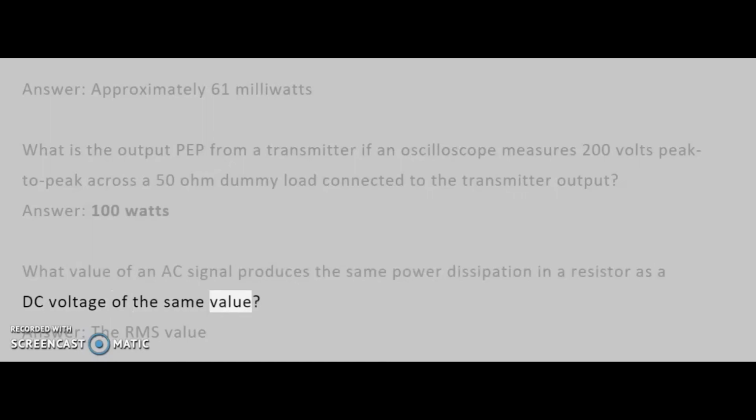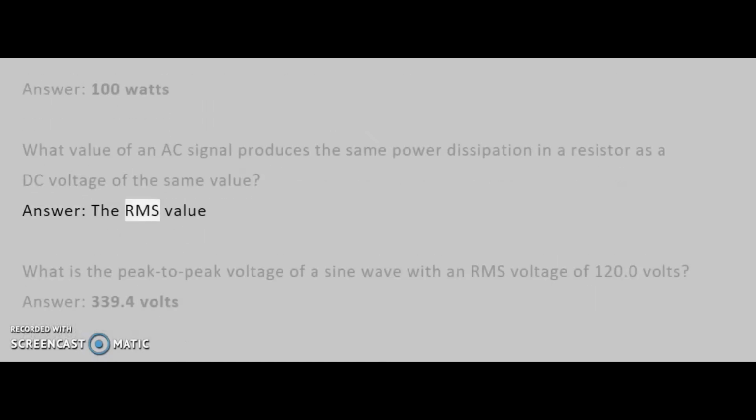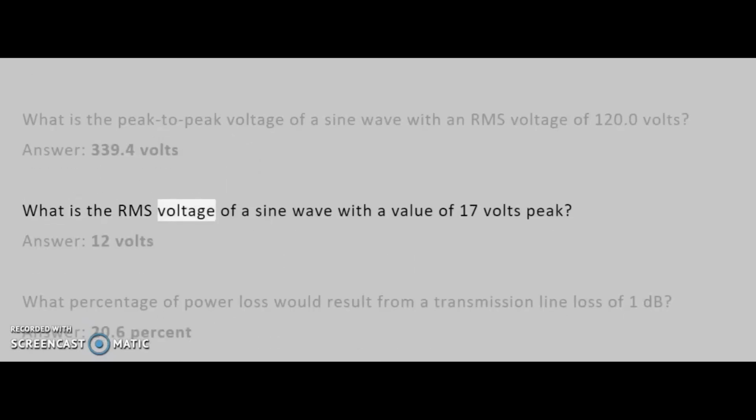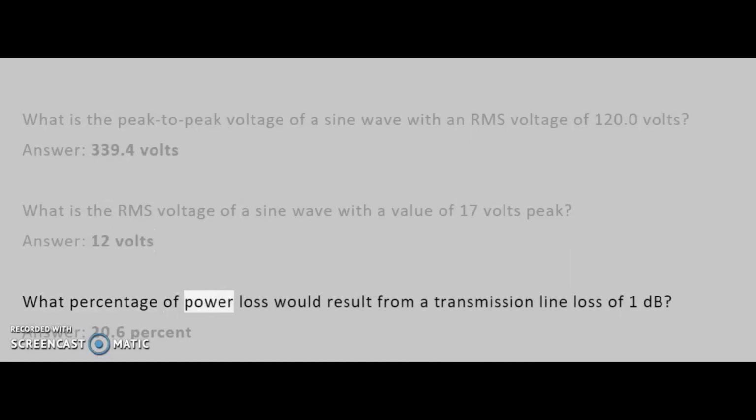What value of an AC signal produces the same power dissipation in a resistor as a DC voltage of the same value? Answer: the RMS value. What is the peak-to-peak voltage of a sine wave with an RMS voltage of 120.0 volts? Answer: 339.4 volts. What is the RMS voltage of a sine wave with a value of 17 volts peak? Answer: 12 volts. What percentage of power loss would result from a transmission line loss of 1 dB?